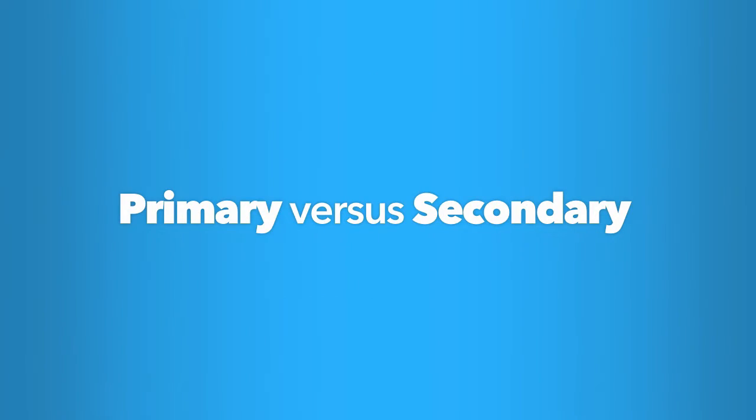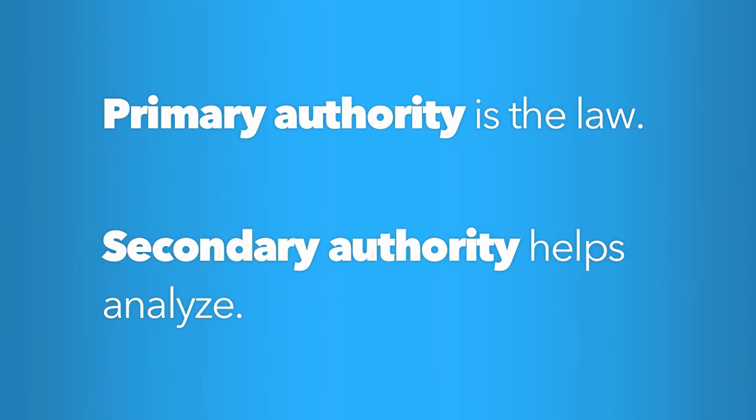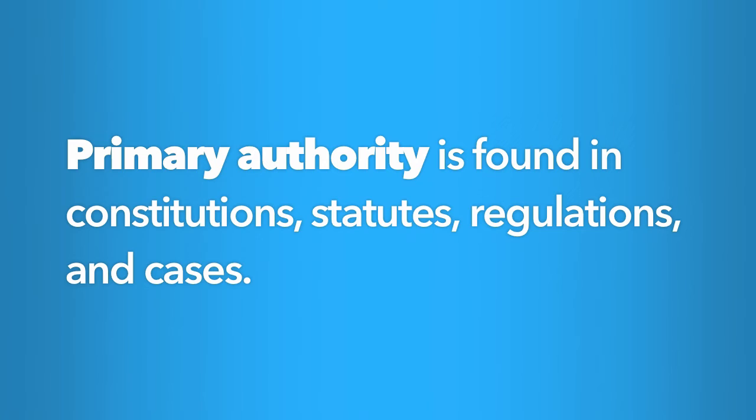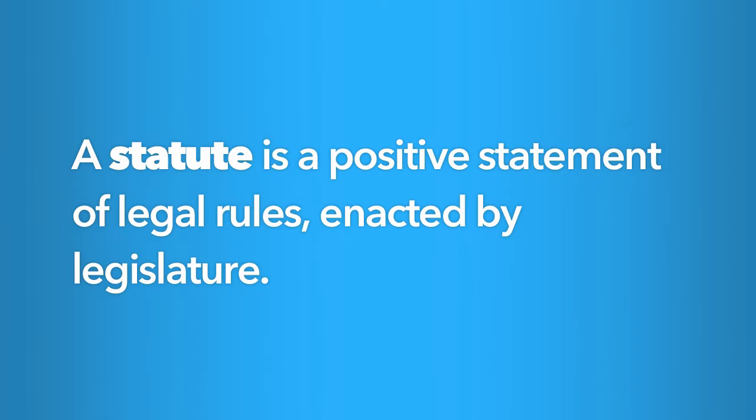By now, you've probably learned the difference between primary and secondary authority. By way of review, primary authority is the law, whereas secondary authority helps to analyze, interpret, and apply the law. The main sources of primary authority are constitutions, statutes, regulations, and cases. A statute is a positive statement of legal rules enacted by a legislature.